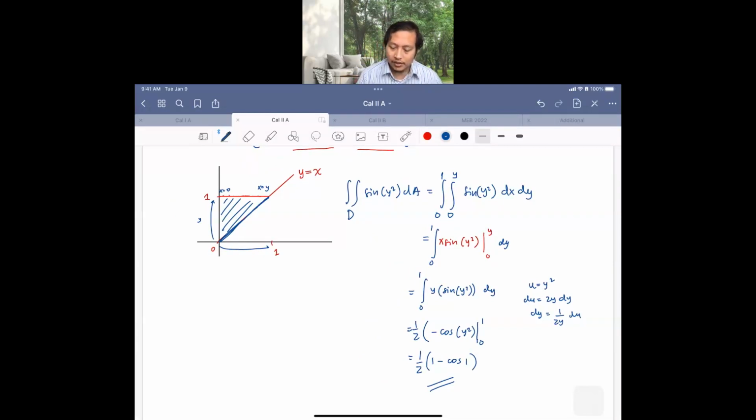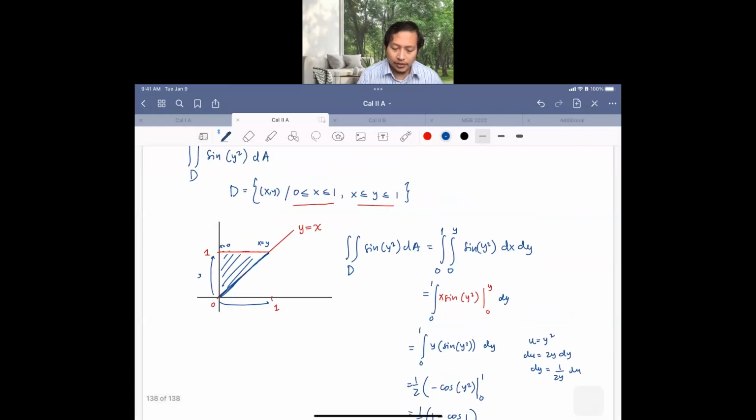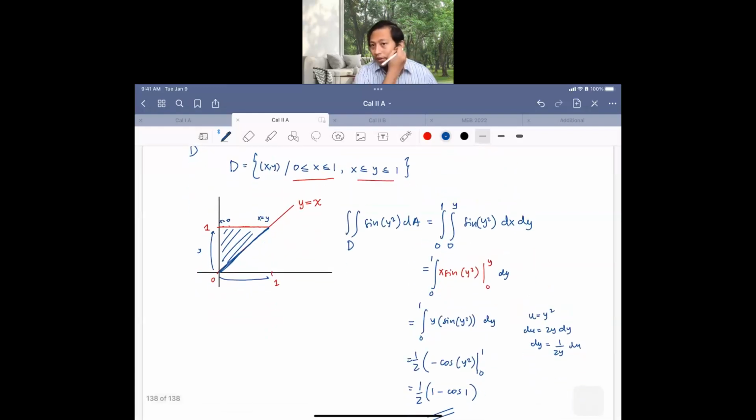You need to have good visualization and good imagination, and what helps you change these integrations is to draw the area first, the area of the domain D. So this is important. Draw this region.